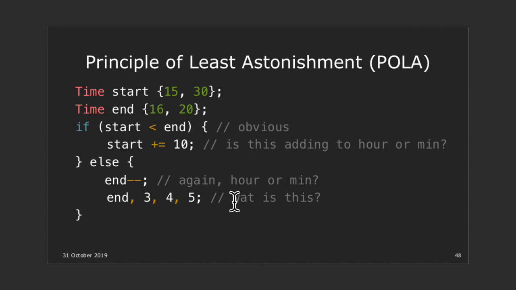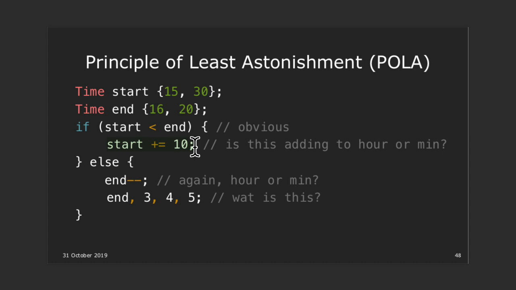For example, take a look at this function, which uses the time struct we've used many times. So suppose I overloaded the less than sign. Okay, it's pretty obvious what start less than end means, right? It means which time goes first. Okay, but think about start plus equals 10. Is it obvious what exactly plus equals 10 does? Are we adding 10 to the minute or to the hour? Not sure. If there's any ambiguity, then don't overload that operator.